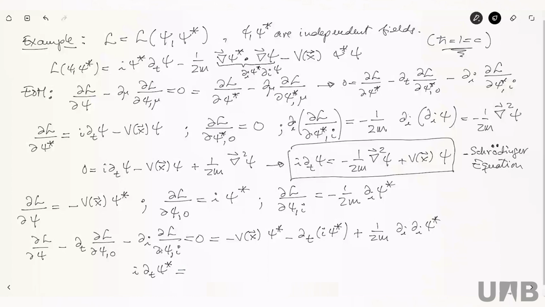And this equals 1 over 2m. Now, this is the Laplacian now, right? This is the Laplacian of psi star, minus here, v of x psi star. Okay? So now I can multiply the whole equation by minus 1. So then I have minus here, plus here, minus here. And I find another equation.